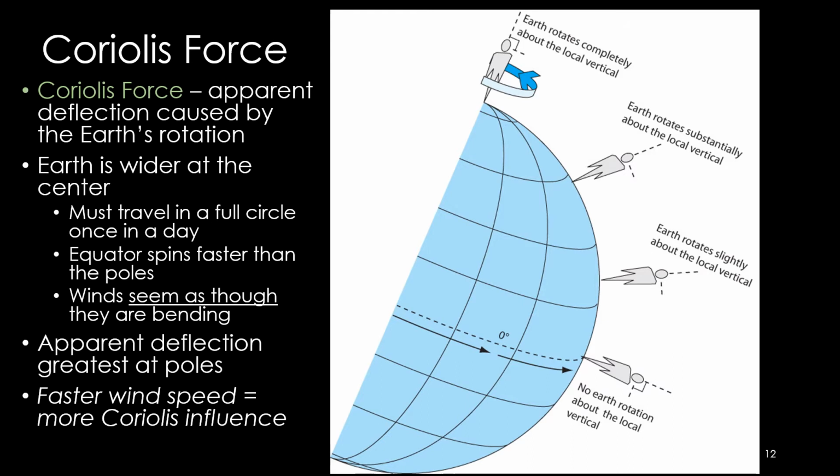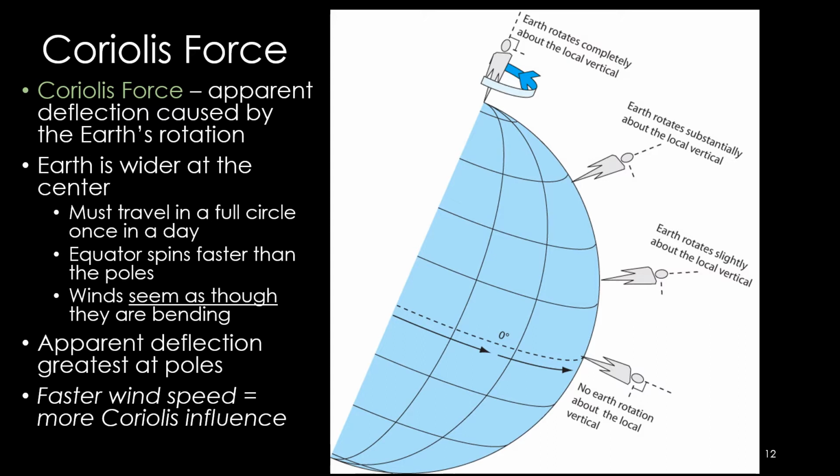Earth is wider at the center than it is at the poles, as we know. All this air must travel in a full circle once per day. So the equator is spinning much faster than the poles. You can imagine if you're standing on the North Pole, for instance, and you have to make a full circle every day, you might just turn in a circle. Versus if you're at the equator, you have to go a very long distance to make a full circle on the Earth the entire day.